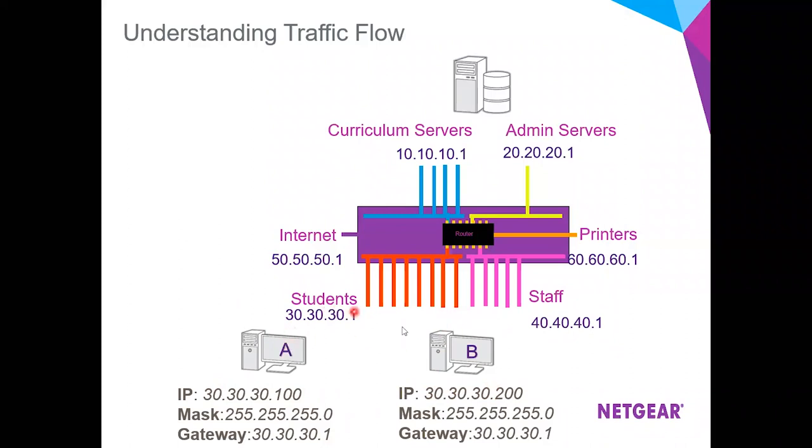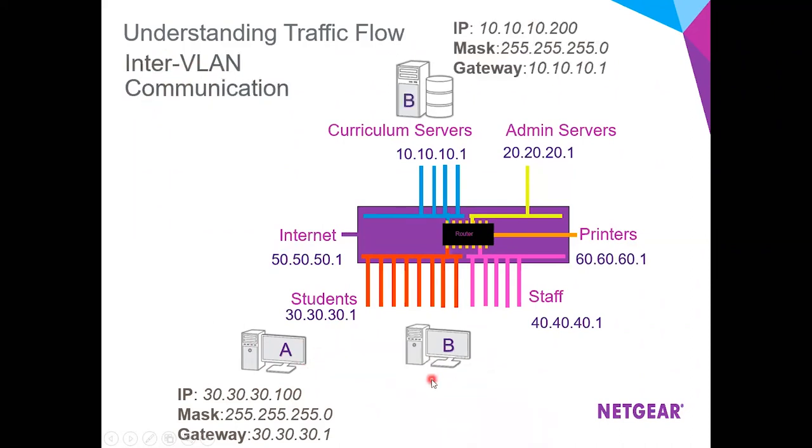First, as both of them belong to the same VLAN, the traffic will go directly from A to B, and the traffic is going to go back from B to A directly, because both of them are in the same VLAN. So that's how the in-VLAN communication will work.